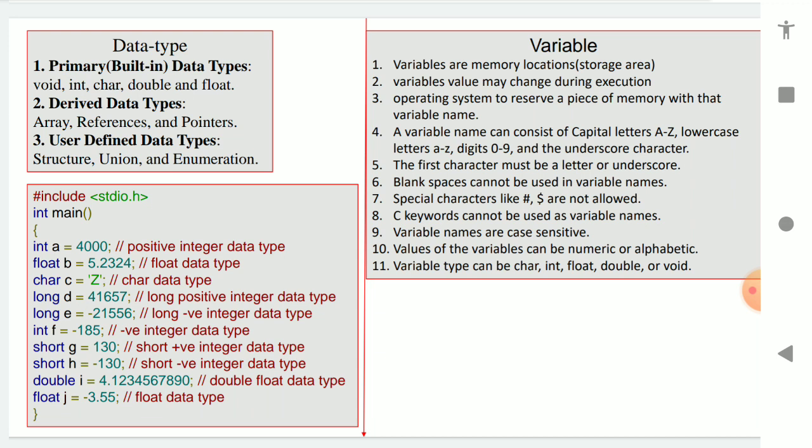Sixth, blank space cannot be used in a variable name. Seventh, special characters like hash and dollar are not allowed. Eighth, C keywords cannot be used in a variable name. Ninth, variable names are case sensitive. Tenth, variables can be numerical or alphabetic. Eleventh, variable types can be character, integer, float, double or void. Void is a null value.